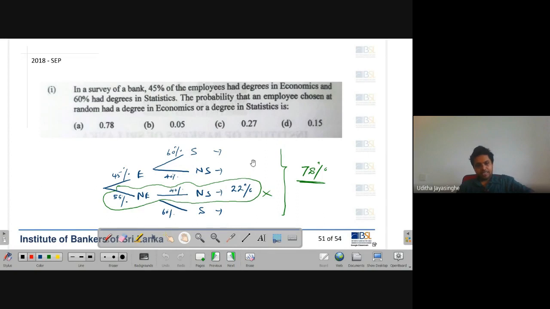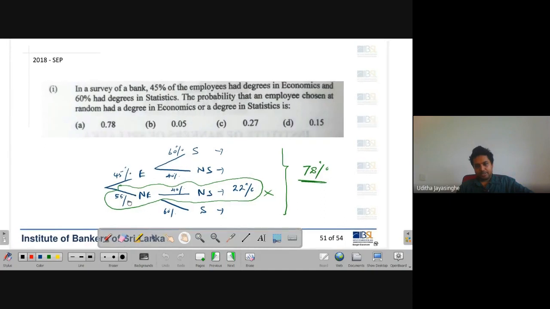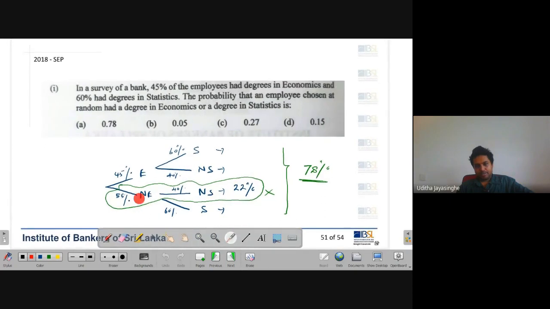Just straightforwardly put up the answer. 45% of employees have a degree in economics, and the 45 to 55 split comes from there. 60% have a degree in statistics, so 60% of these economics graduates must have a statistics degree and 40% not. Similarly for the non-economics students.